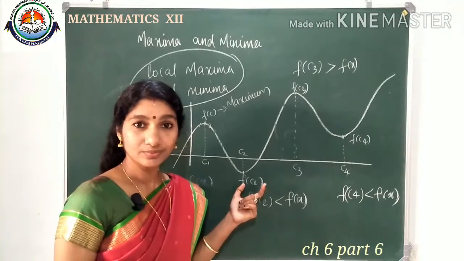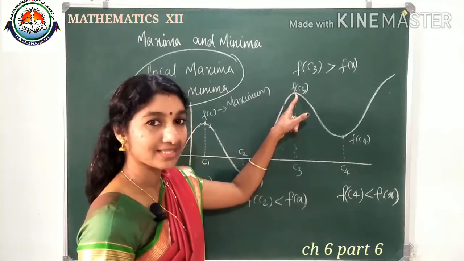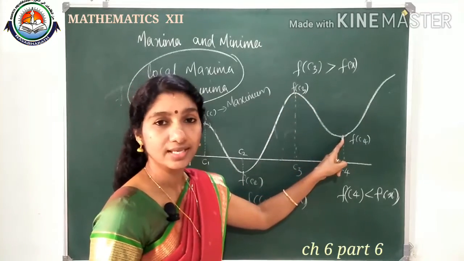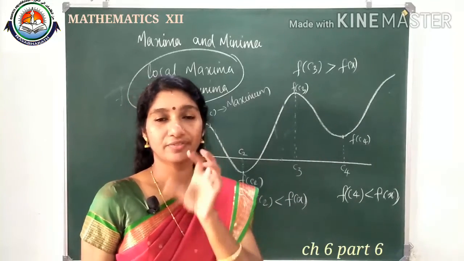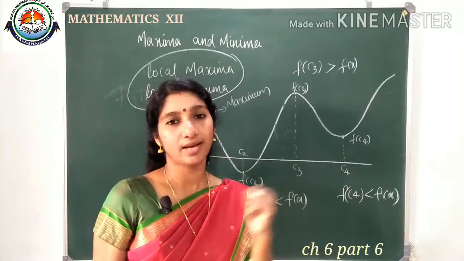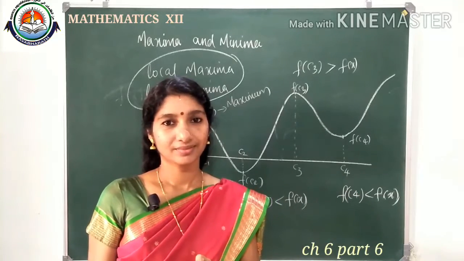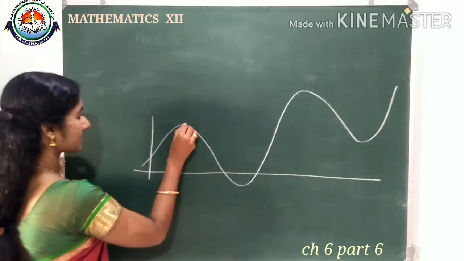minimum value. Clear? And the same way here f of C3 is a local maxima and here f of C4 is a local minima of this function. So for a function there will be many local maxima values and local minima values. Clear? Then we can discuss the same thing one more time.